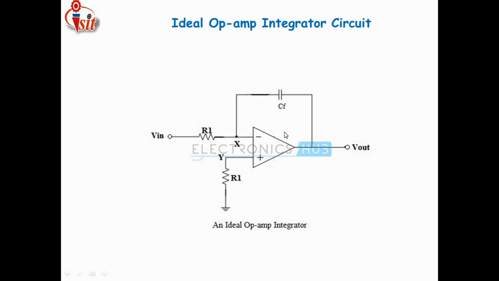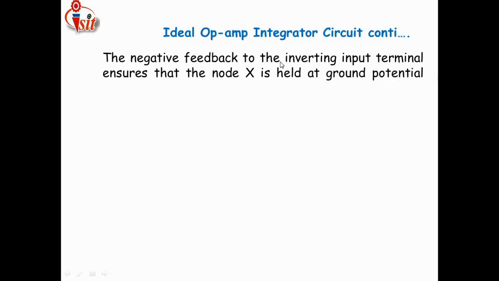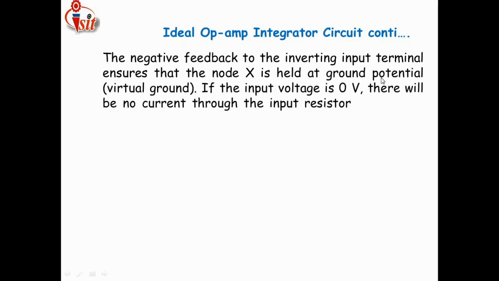Then how that output is generated? The input we are applying is a triangular wave, and the output we are getting is whatever type of wave. Just see it step by step. The negative feedback to the inverting input terminal ensures that the X node is held at ground potential, that is a virtual ground, and according to that virtual ground concept, whatever input is applied to that system, the output voltage is 0.